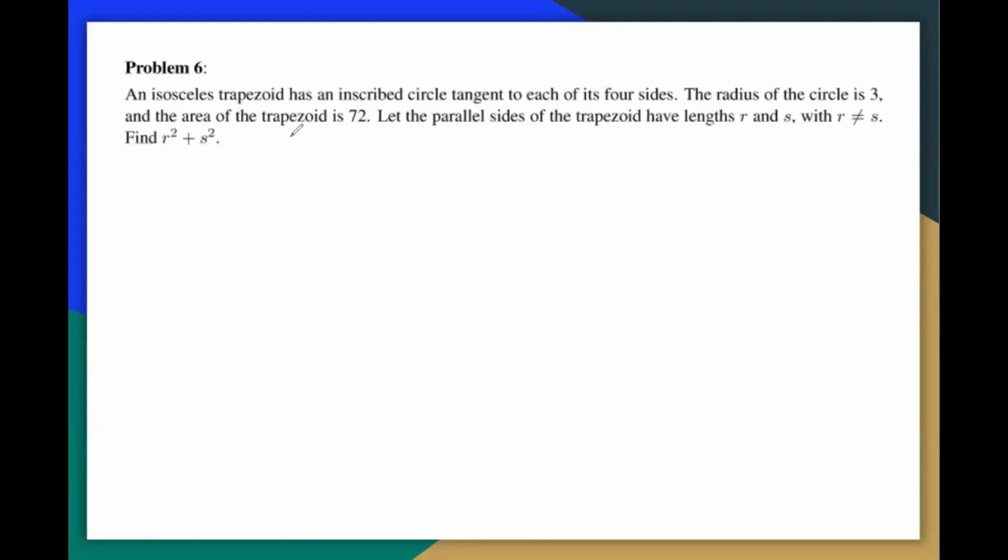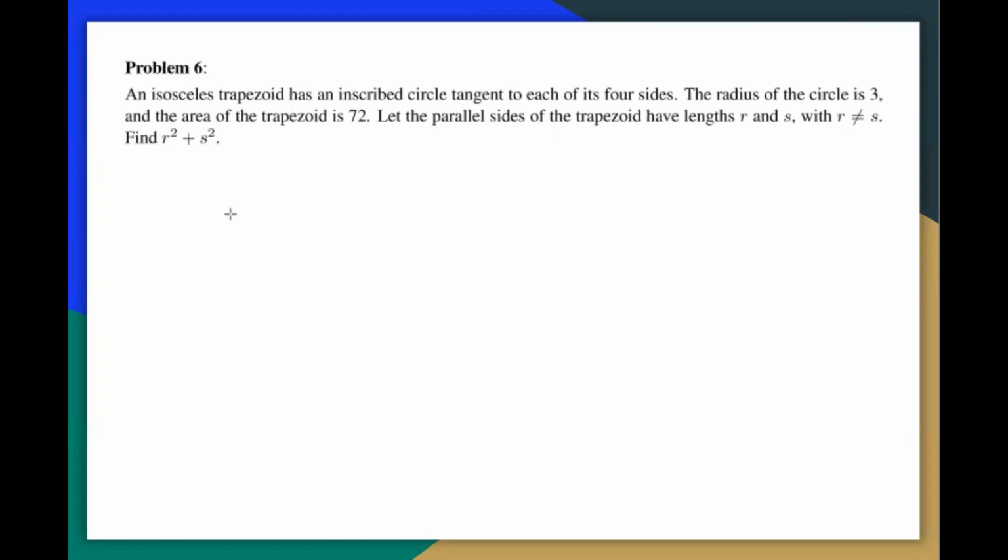Hello. So we have 2025 AIME 1, problem number 6. An isosceles trapezoid has an inscribed circle tangent to each one of its four sides. The radius of the circle is 3, and the area of the trapezoid is 72. The parallel sides are given as r and s, and they are not equal. We want to find the sum of the squares of those two parallel sides.